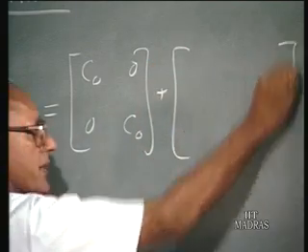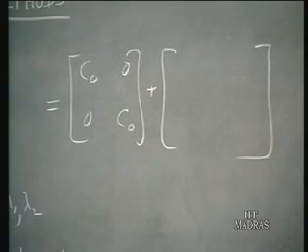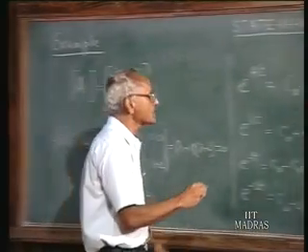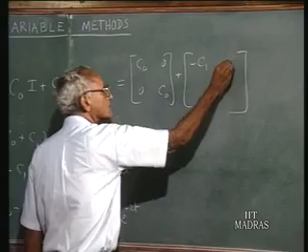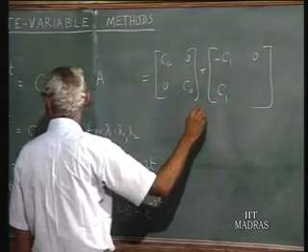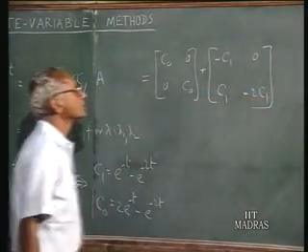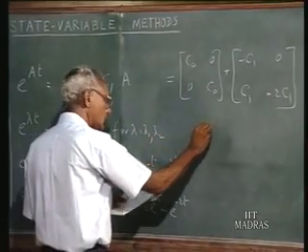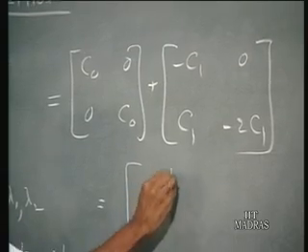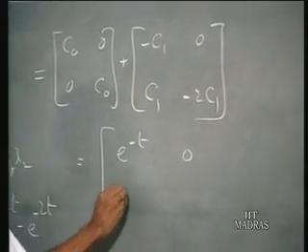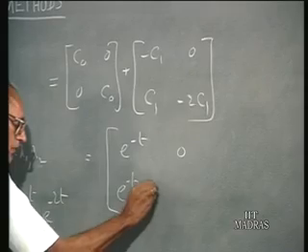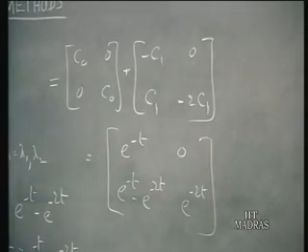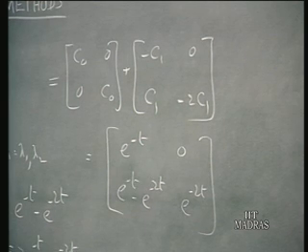The second matrix is c1 times A. Therefore, in this A matrix every entry is multiplied by the scalar C1, therefore minus C1, 0, C1 and minus 2 C1, and you substitute these values in this and you finally end up with e power minus t, 0, e power minus t minus e power minus 2t, and e power minus 2t. So that is the final solution for e power At in this particular example.